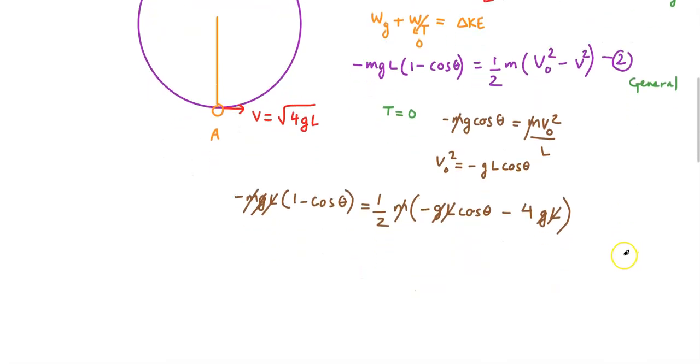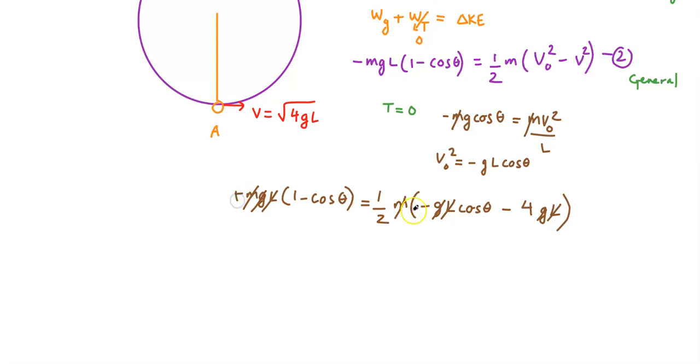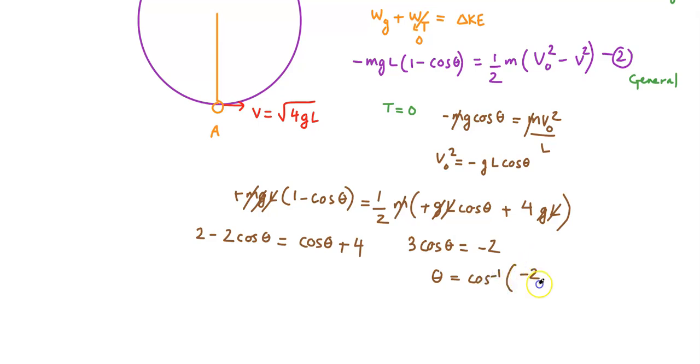Okay, the minus and minus will also cancel here. So rearranging this a little bit, we get 2 minus 2 cos theta equals cos theta plus 4. Or in other words, 3 cos theta is minus 2. So theta is cos inverse of minus 2 by 3.